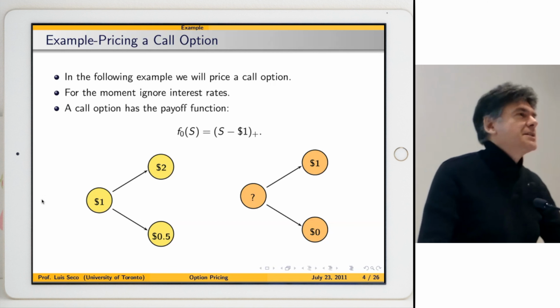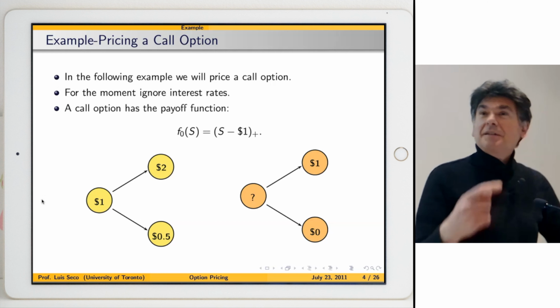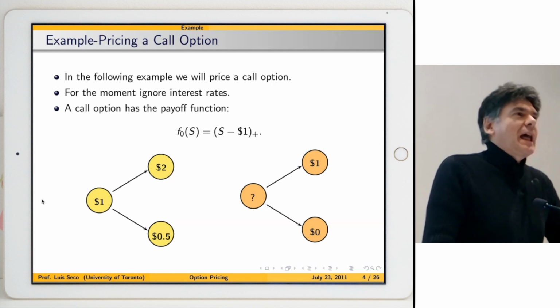$500K. $500K. Oh, he's cheap. He's cheap. $2 million. 2 million, okay, fine. 3 million, okay, whatever.